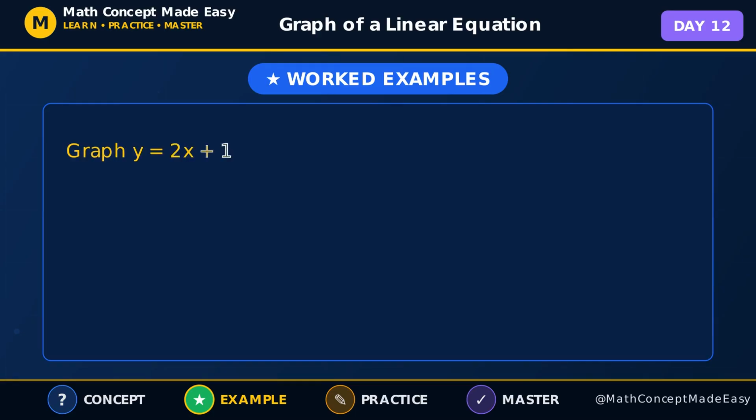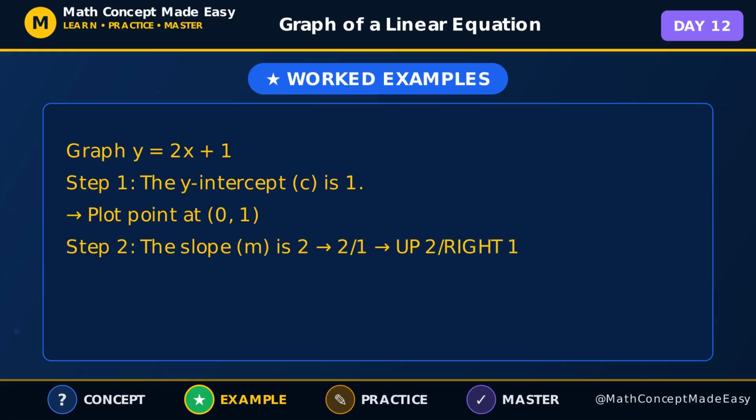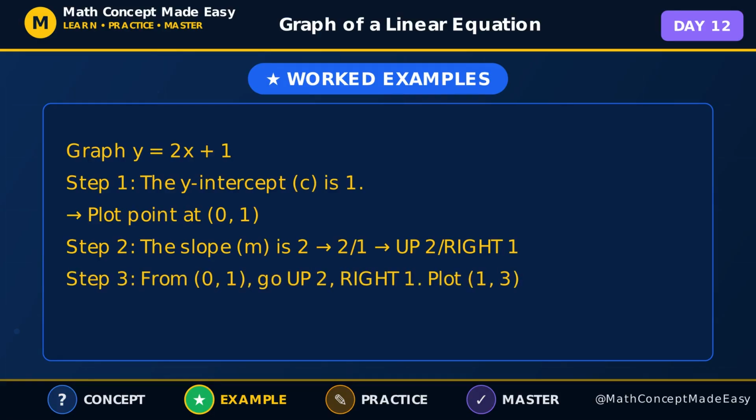Graph y equals 2x plus 1. Step 1, the y-intercept, c, is 1, which means plot the point (0, 1). Step 2, the slope, m, is 2, which means 2 over 1, which means up 2 over right 1. Step 3, from (0, 1), go up 2, right 1. Plot (1, 3). Draw a line through the points. Notice how every line follows logically from the one before it. That habit, checking each step, is what makes your answers reliable.